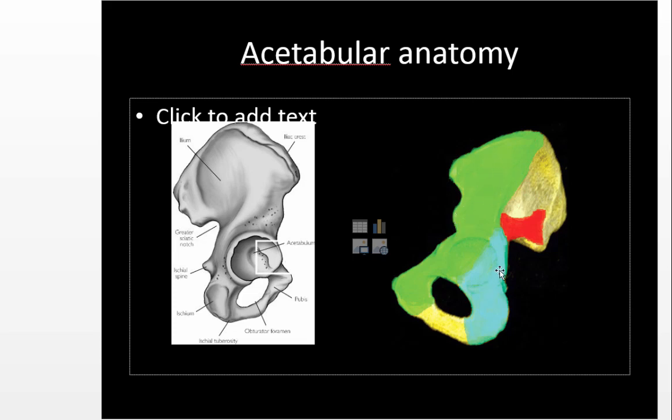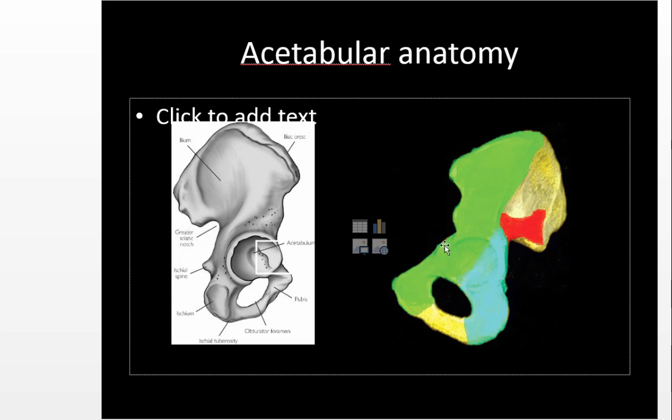Okay, the blue component right here is the posterior column of the acetabulum. Notice that the posterior column is much smaller than the anterior column. The posterior column starts out here posteriorly along the ischiopubic ramus, involves the ischial tuberosity, then extends to the posterior wall of the acetabulum, the posterior cup of the acetabulum, and then extends just slightly superiorly into the posterior iliac bone. So again, this is much smaller than the anterior column here.